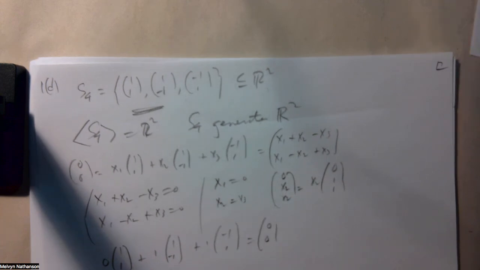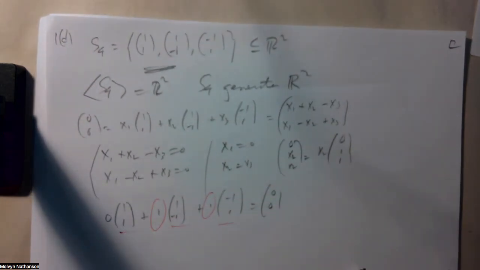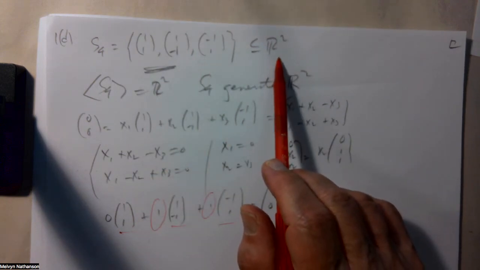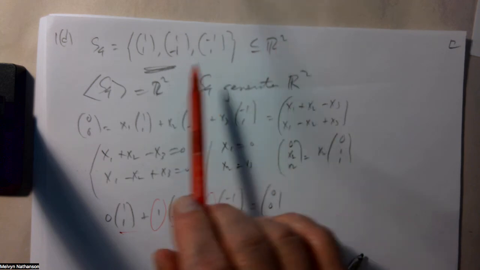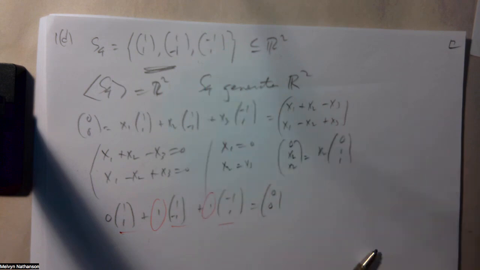So here is a linear combination of these three vectors, but not all the coefficients are 0. Two of these are equal to 1. So these vectors are linearly dependent. So S4 is not a basis for R2. It generates R2. And if I take, for example, just the first two vectors, that is a basis for R2. So that's that.